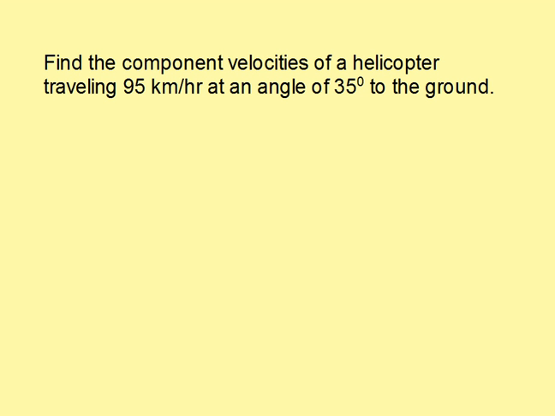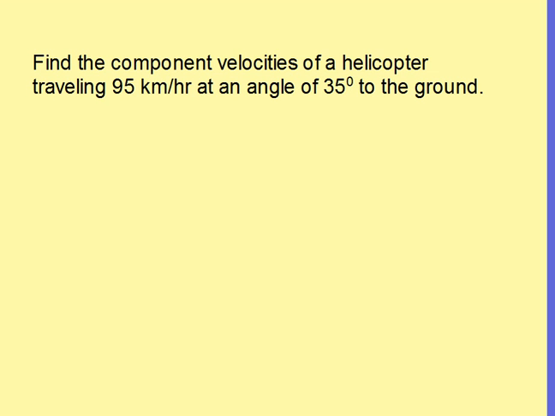Well, the first thing we need to do is draw a picture. We're traveling 95 kilometers per hour at an angle of 35 degrees to the ground. What we're going to have to find here are the component vectors, the x and y components of this. We need to find this x component and this y component going up.